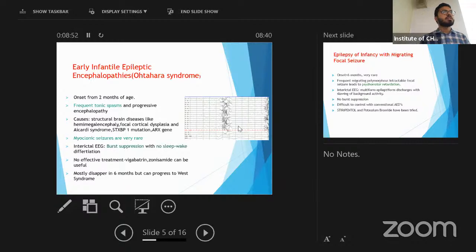Here the myoclonic seizures are very rare. Interictal EEG shows burst suppression with no sleep-wake differentiation. In EEG, we can see spikes and high amplitude waves, and then there is suppression of the electrical activity. There is no definitive treatment, but vigabatrin and zonisamide can be tried. They mostly disappear within 6 months, but sometimes can progress to West syndrome.